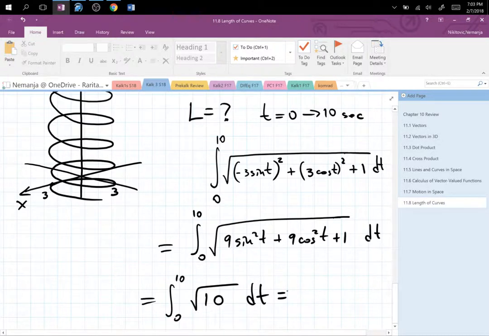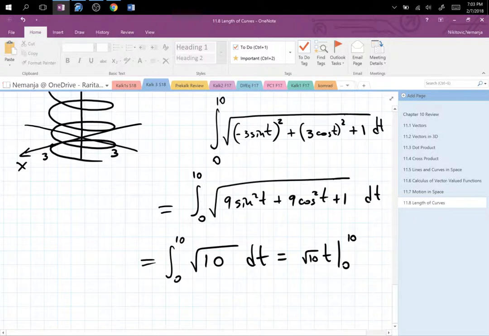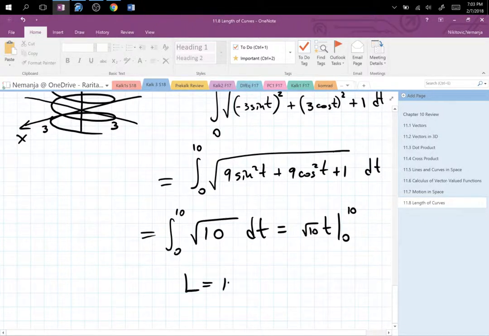And that is going to be root 10 t from 0 to 10. And the answer for this length, L, equals 10 root 10. Let's say this is in feet, so it climbed about 30 feet. No plus, it is a definite integral. Right? A definite integral gives us a number.